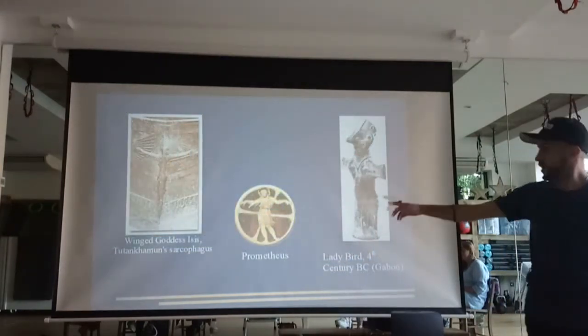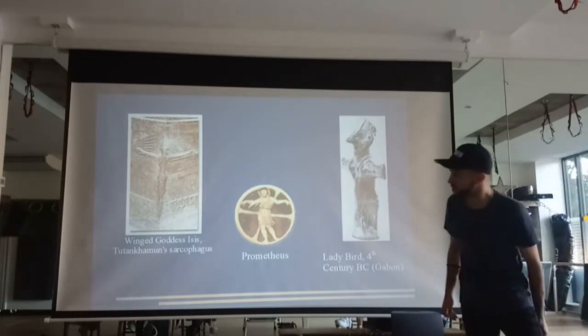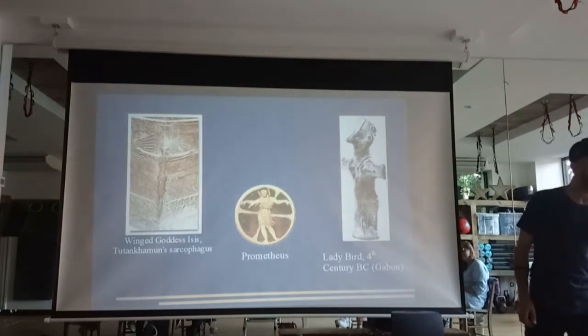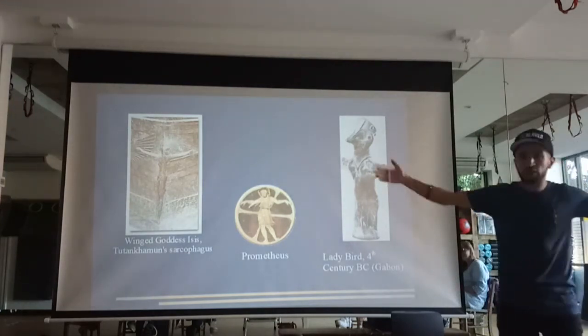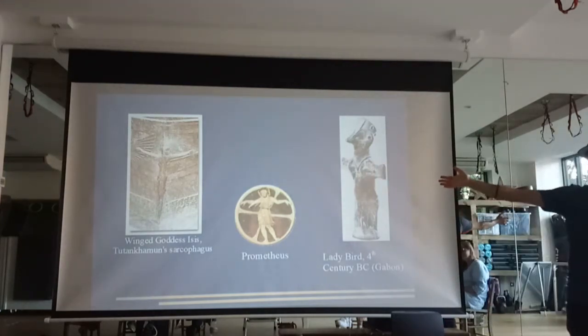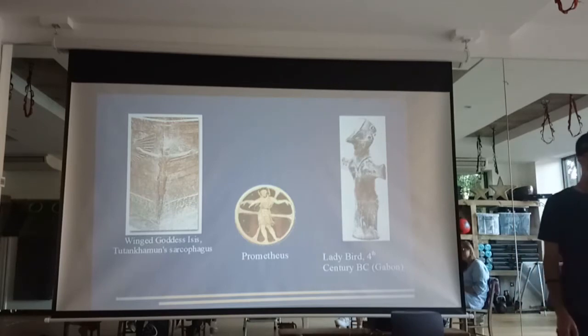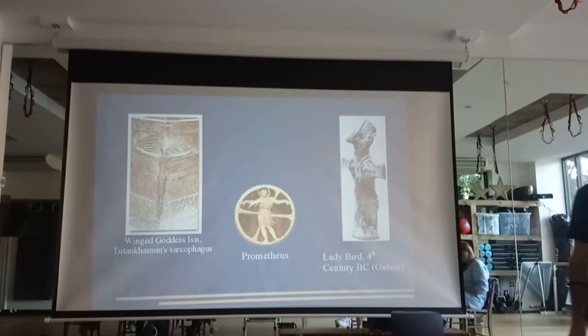On the right here, you have the winged goddess Isis, Tutankhamun's sarcophagus. Again, just notice the crucifixion, the crucifix style position here. This is way more ancient than Christianity. It's a very old sarcophagus. I can't remember, I think it's around 2000 BC.